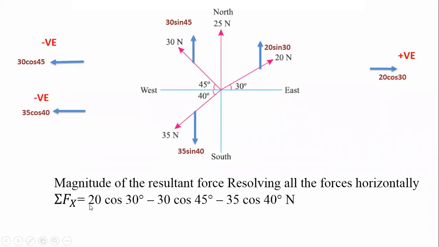Let's take them one by one. This 20 cos 30 is positive, and this one is minus because the force is going in the left direction, so minus 30 cos 45.